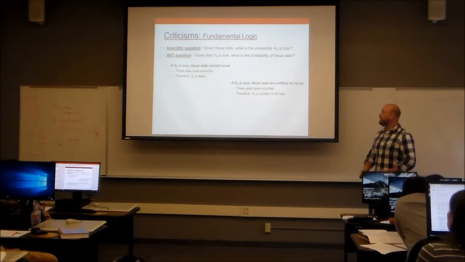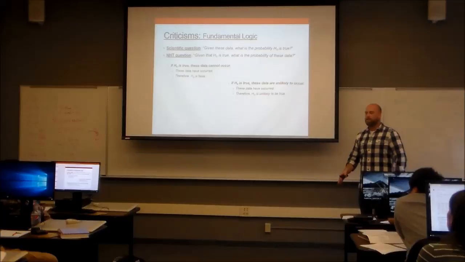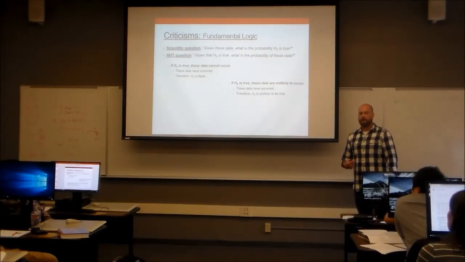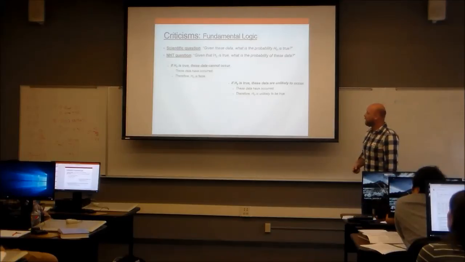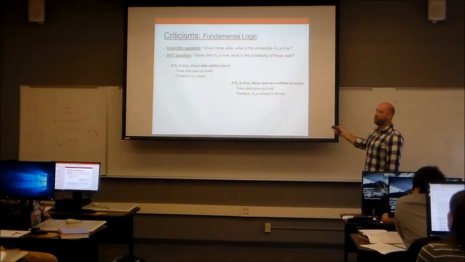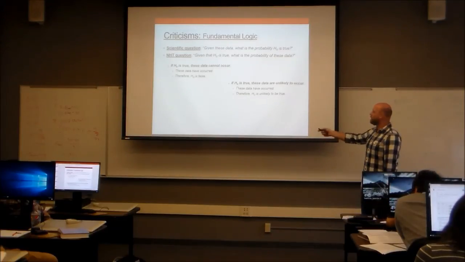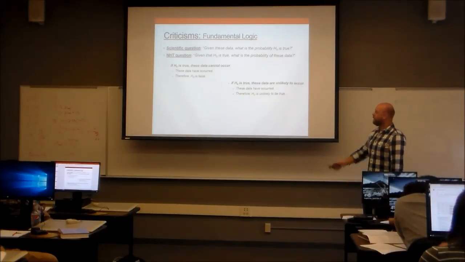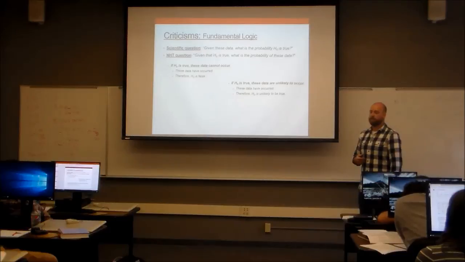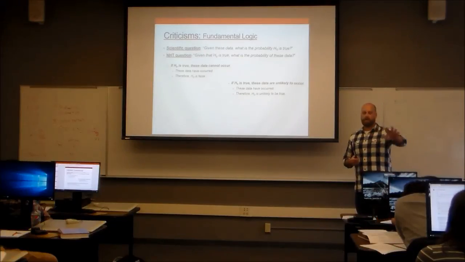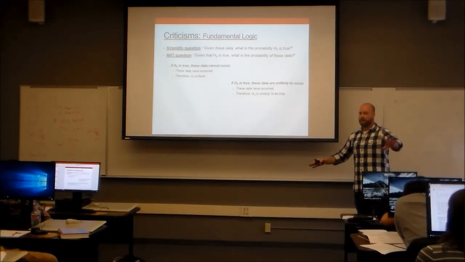The problem is we tweak this just a little bit, and then all of a sudden we introduce flaws in the logic. What we actually do is we say, if the null hypothesis is true, these data are unlikely to occur. We say, well, these data have occurred, therefore the null hypothesis is unlikely to be true. Okay? So we've gone from a definitive into a probability statement, and then everything starts to come crashing down.